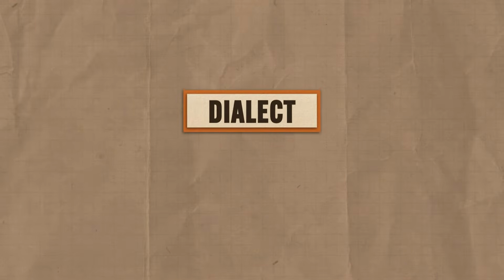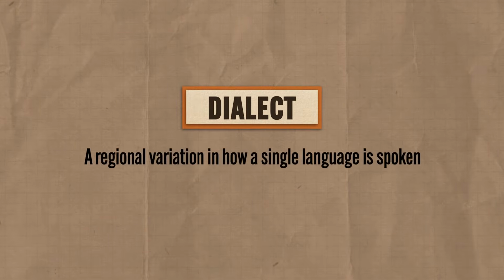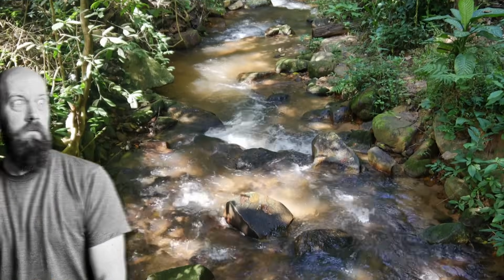Anyway, the final category is individual languages and dialects. And remember that a dialect is just a regional variation in how a single language is spoken. So for example, I was born in Michigan, and most people there refer to this as a crick, but where I live in Georgia now, we call it a creek. That's a difference in the dialect of American English, but any American English speaker would know that both words refer to the same body of water.